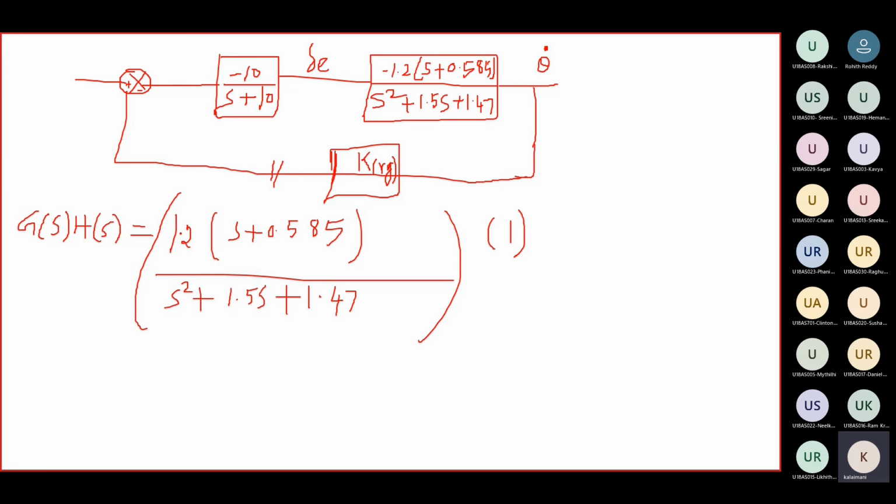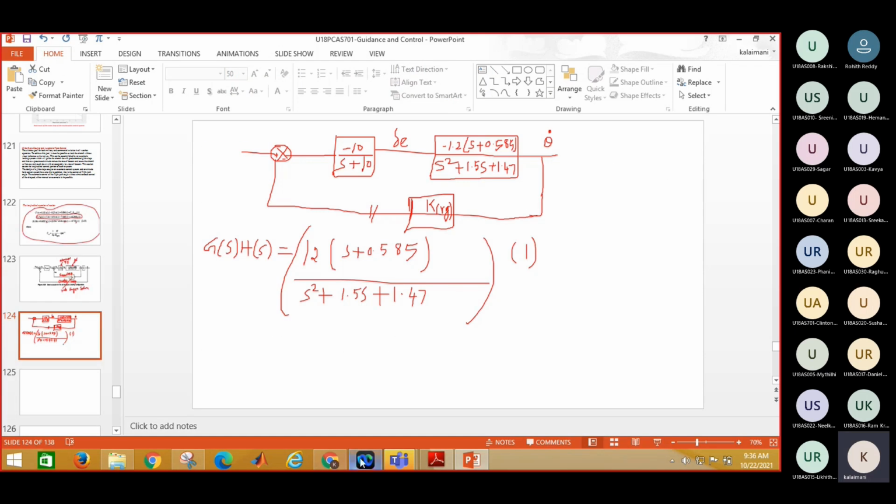How can we sketch that? Please locate the poles and zeros of the given open loop transfer function. I have one zero, which is at S equal to minus 0.585. Then there are two poles, which we get by solving S square plus 1.5 S plus 1.47 equal to 0. From that we get the poles of the given open loop transfer function.